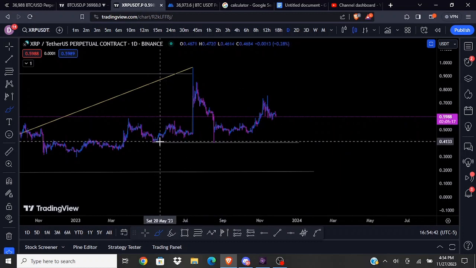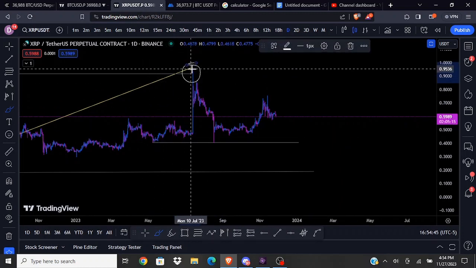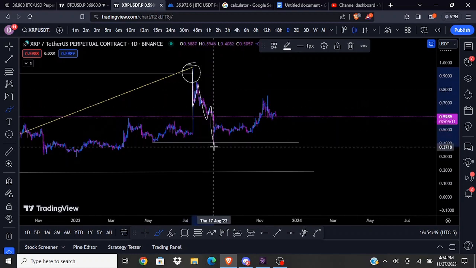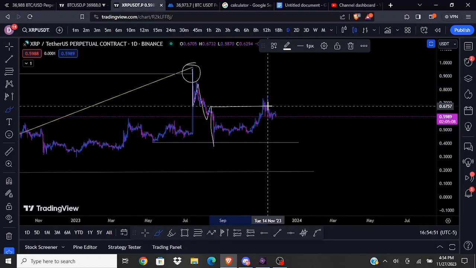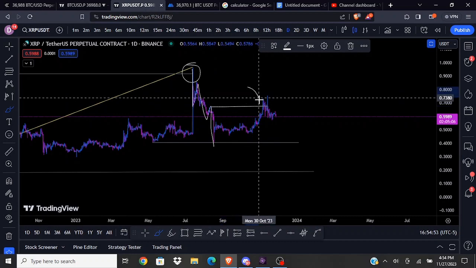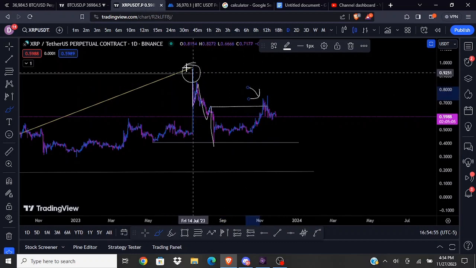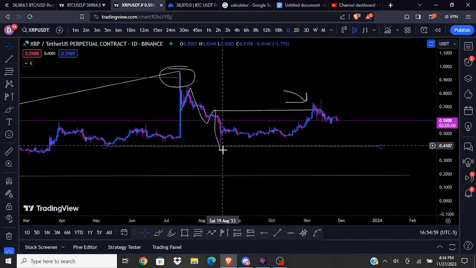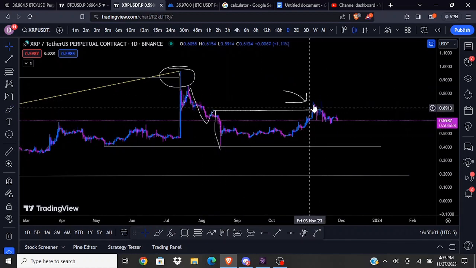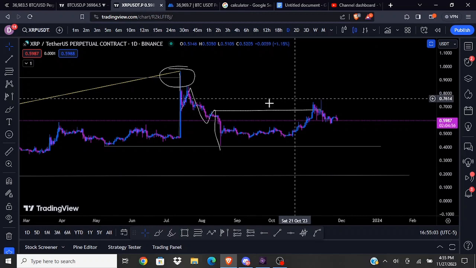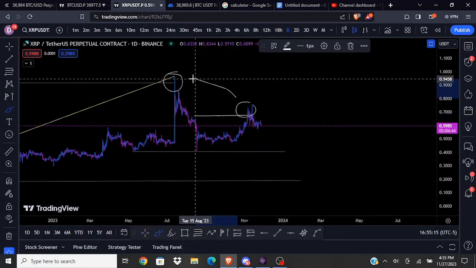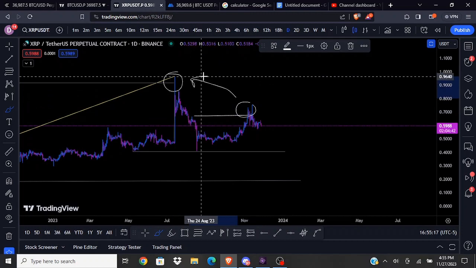So, since we have not broken any structure following this SFP, what we can do is take a look at the internal structure of this leg. And what we can see here is we have actually gotten a bullish break on the daily time frame of the internal structure from that high. So we do have a lower high here, then a lower low, and we have come up to close a candle above there. So I'd say this bullish close does definitely take away from the bearishness of this SFP.